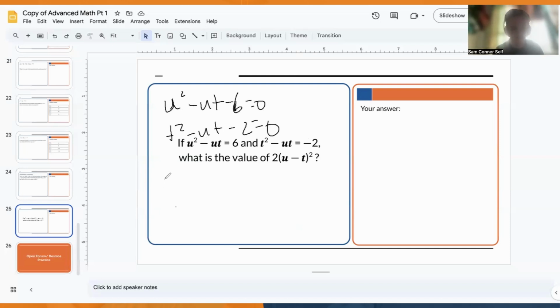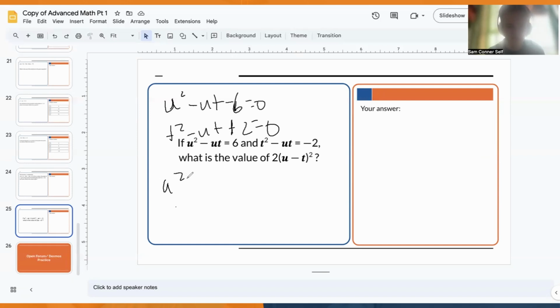So looking at this, hmm, let's see. Shouldn't the second equation be +2? That's probably why you messed up. Oh, yes, it should. Thanks. But still, either way, this is not going to be easily solvable because we do have these two variables. So let's look at doing it this way.